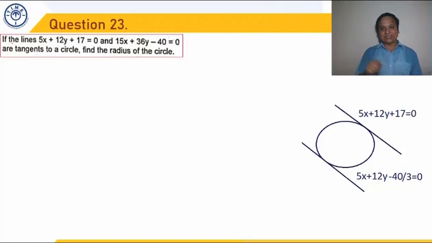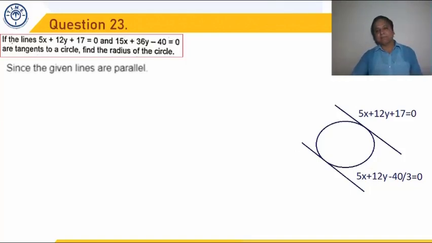Distance between these two tangents is the diameter of the circle, and half of the diameter is the radius of the circle. Draw the diagram and then see. Distance between these two parallel tangents is equal to the diameter, and half of the diameter is the radius. So we come to this point.